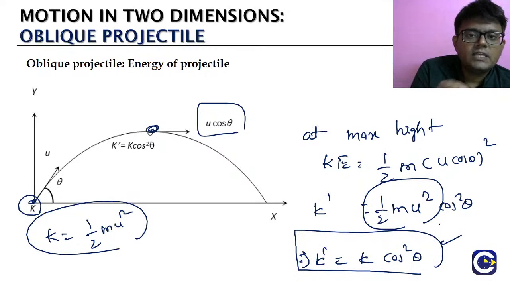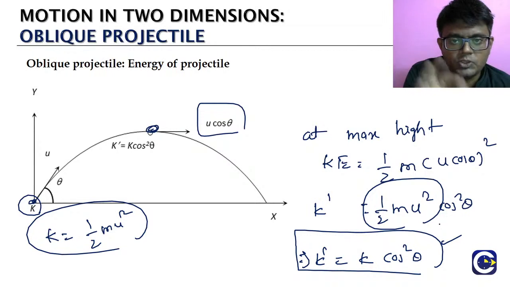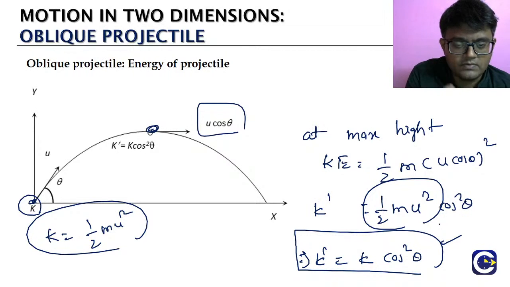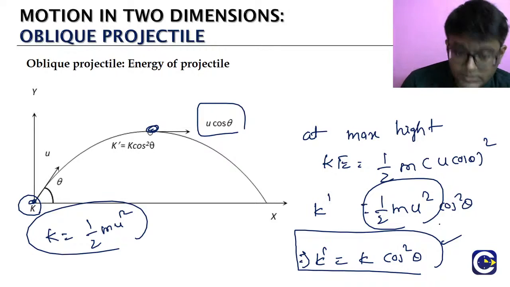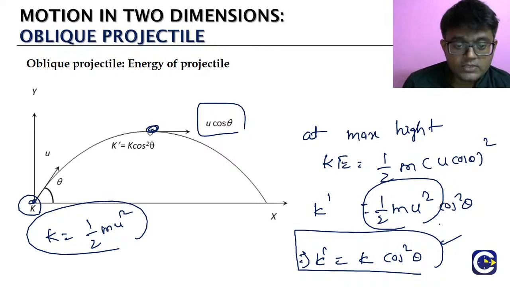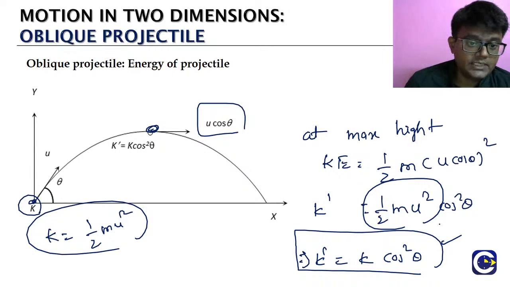So if the initial kinetic energy at that point of projection is K, then the kinetic energy at the maximum height will be what? K dash is equal to what? K into cos square theta. Because at the maximum height, the total velocity will be just u cos theta only. At the maximum height, the total velocity will be what? Just u cos theta.